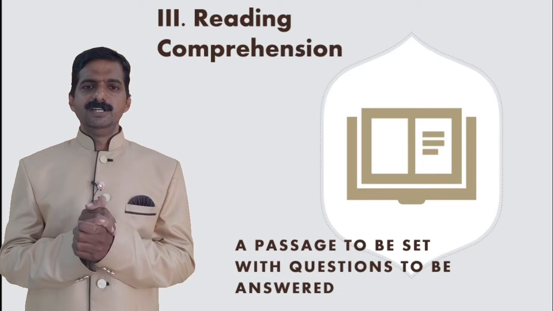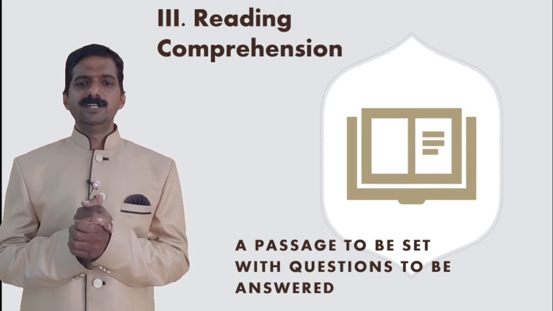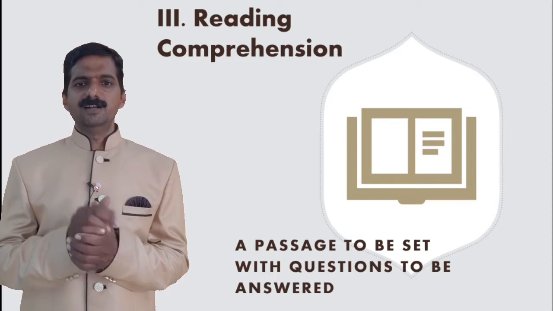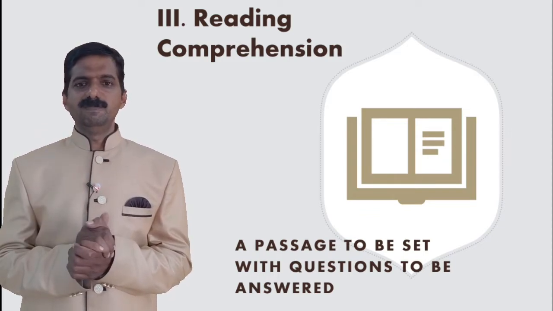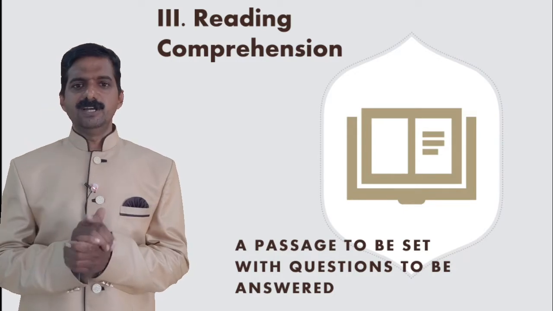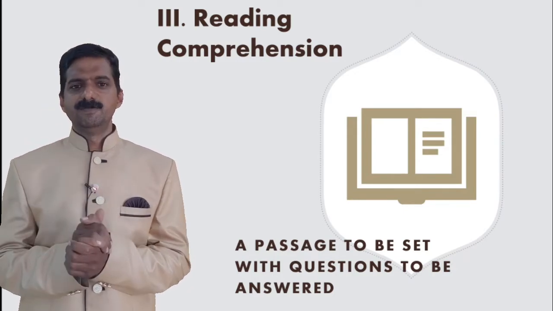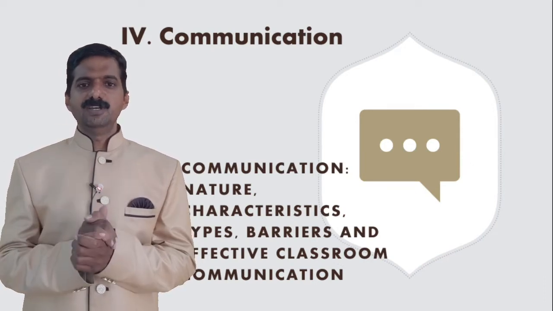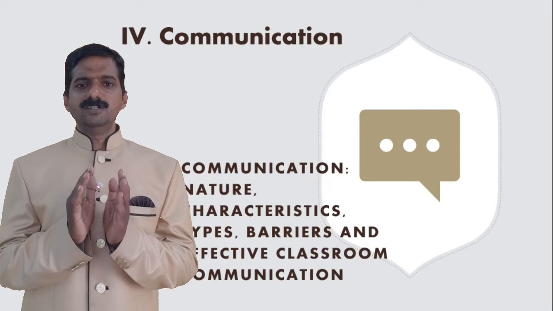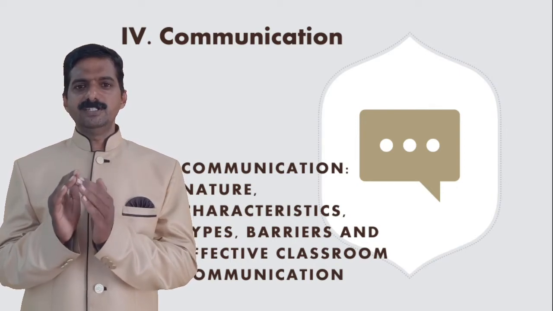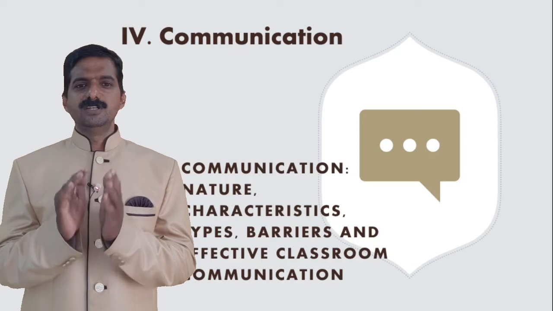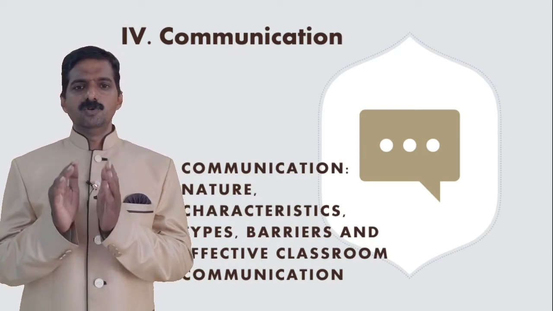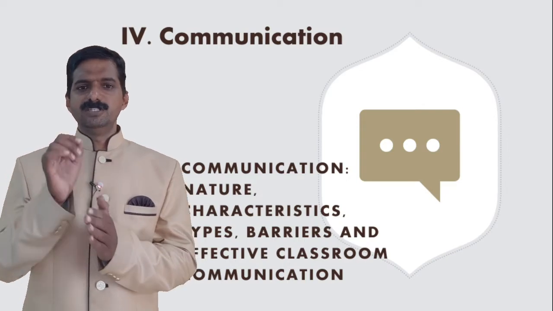Third section is related to passage. It is reading comprehension. So under it, the passage will be asked, and there will be questions on the basis of that passage, and you have to answer in the examination. Fourth unit, it is very common and important, that is communication. Communication, its nature, characteristics or features of communication, types, barriers, and effective classroom communication. So for student and for teacher, this is very important.